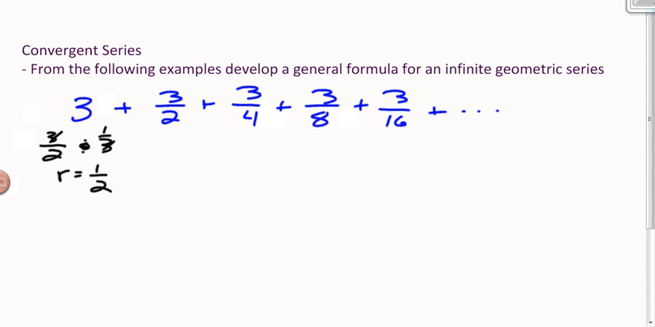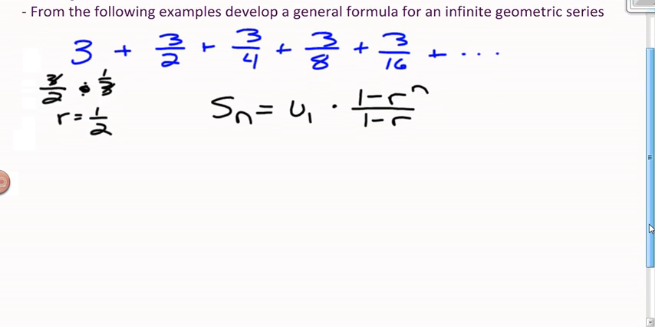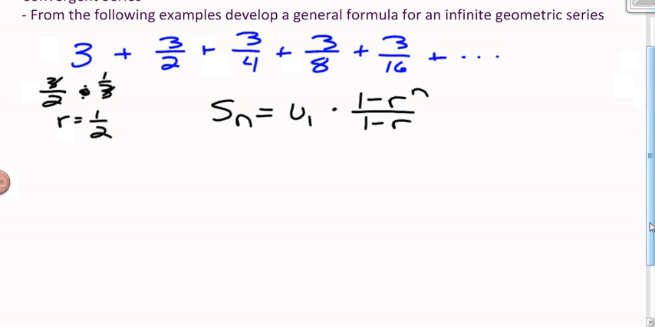So now, if I put it into my formula, S sub n equals u sub 1 times 1 minus r to the n over 1 minus r, and I plug in each of my pieces of information. So I'm finding my infinite sum. Right now I'm just going to leave S sub n. I'll change that in a little bit. u sub 1, my first term, is 3, times 1 minus 1/2 to the n power over 1 minus 1/2.